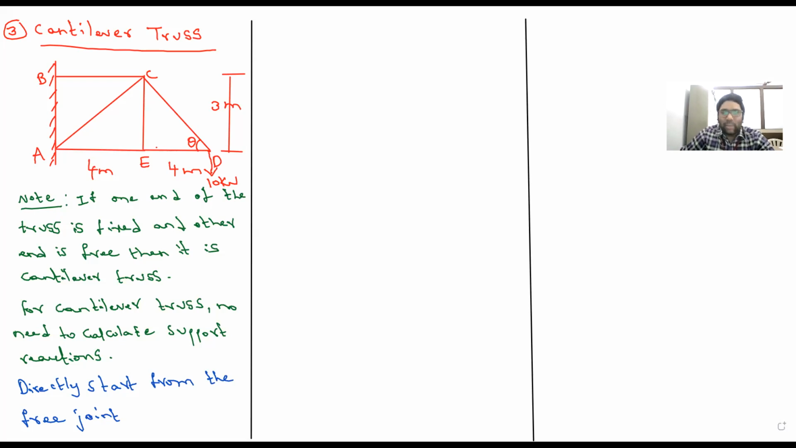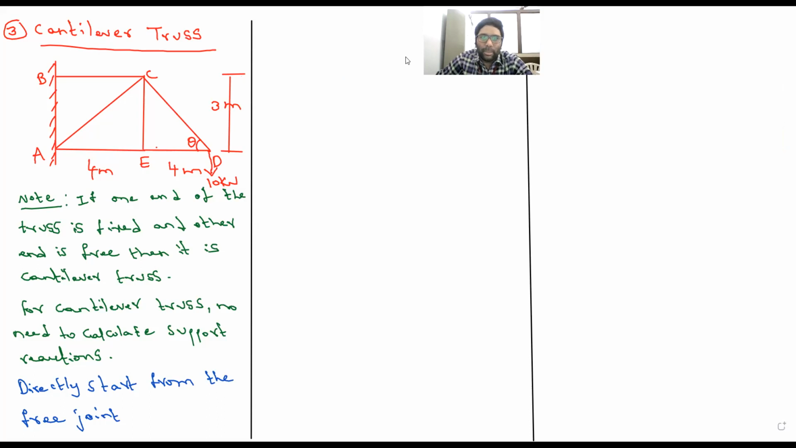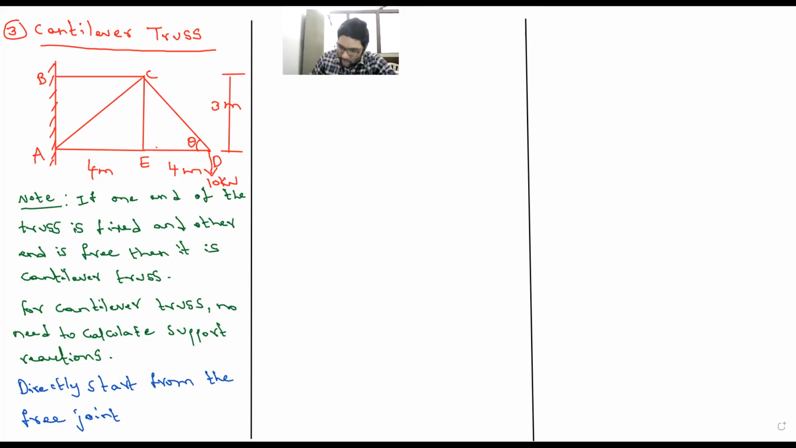Now let us follow the same process, but the only difference is we need to start from joint D. So in joint D, what do we have? We have a horizontal member DE, we have an inclined member DC, correct? So we need to resolve this into components, isn't it? So let us try to solve the problem now.